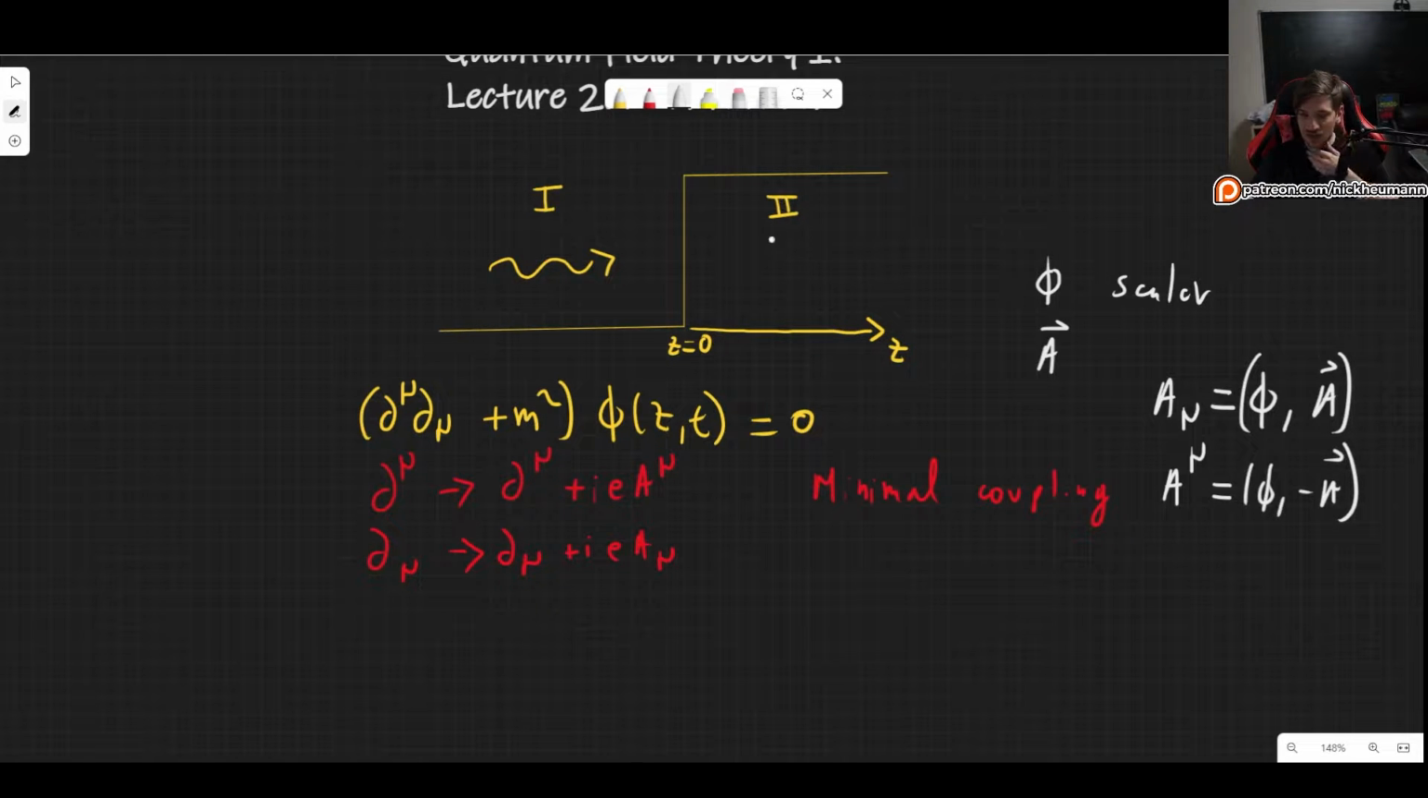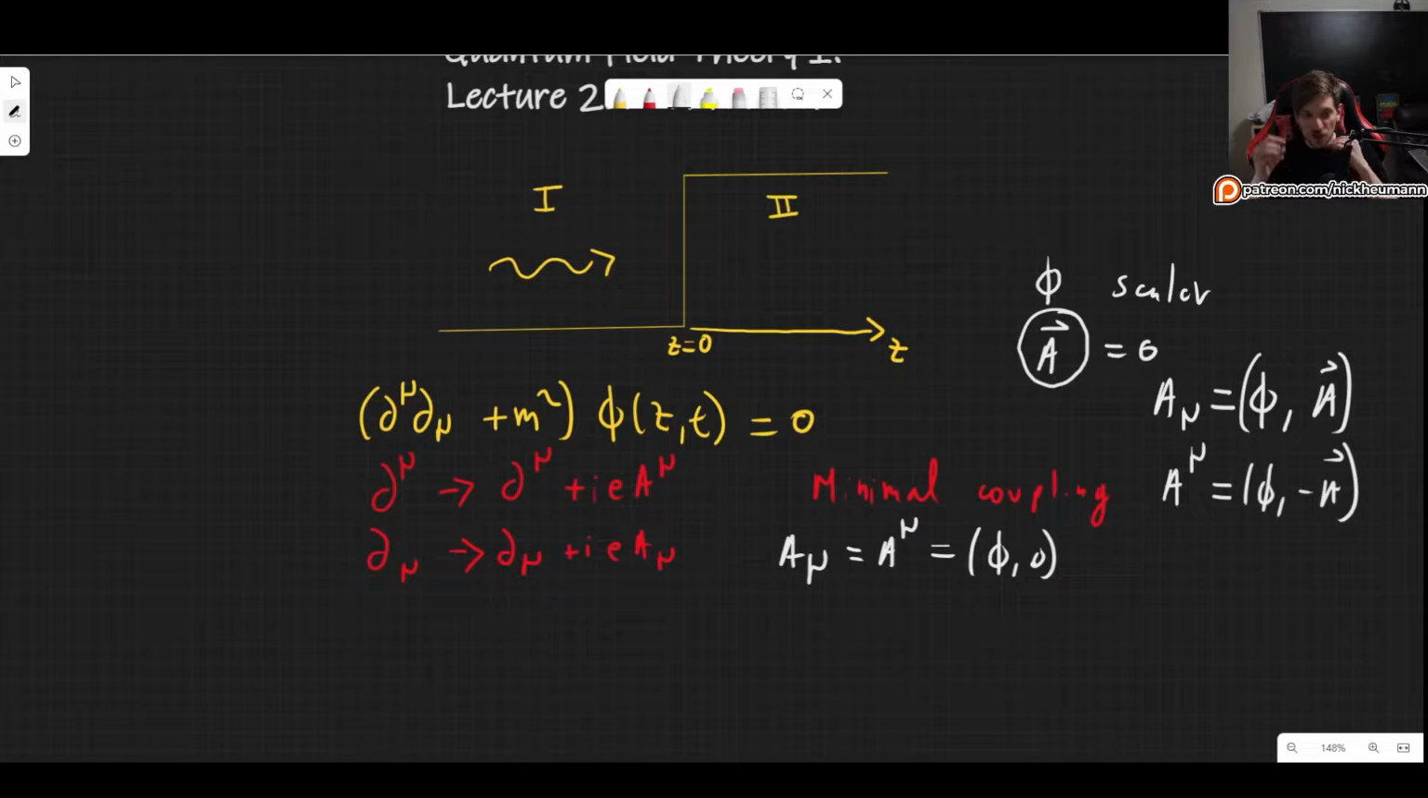Since our potential is only electrostatic, there is no magnetic field, nothing is changing, it's all constant. That means that our vector A that is associated to magnetic fields is going to be 0. So A mu with upper and lower index will be the same. They will simply be phi comma 0, since the part that usually changes with a minus sign is 0, so it makes no difference. That's going to be our vector.